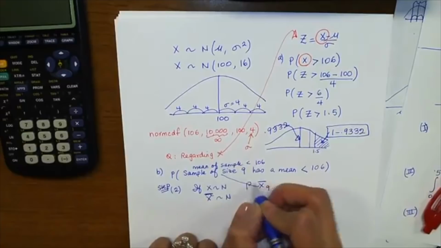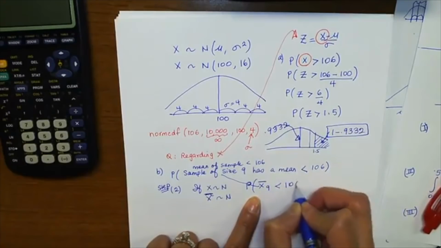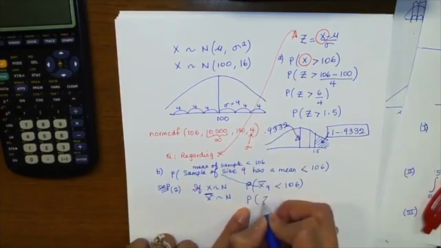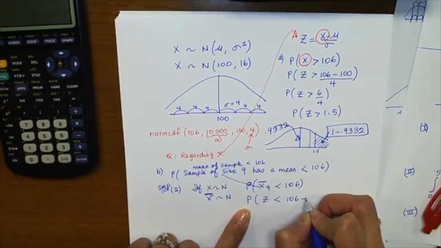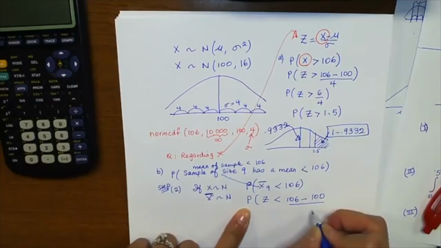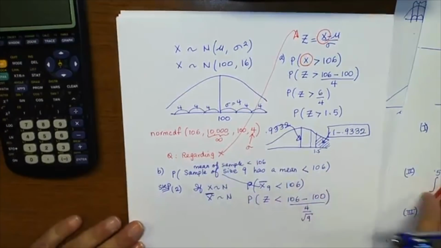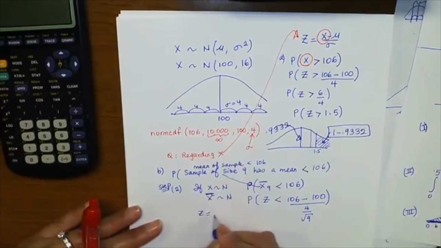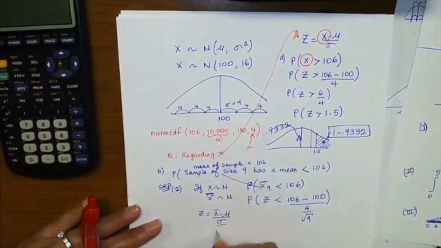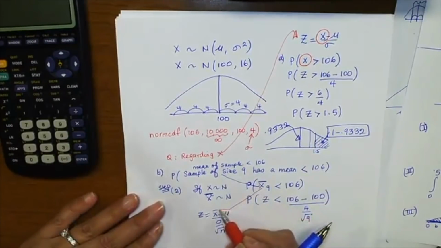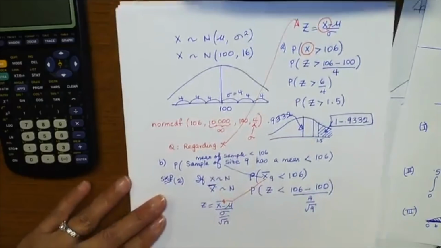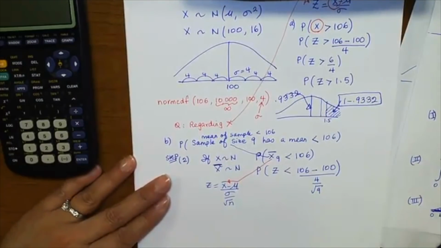So X bar less than 106. Probability Z less than 106 minus the mean, divided by sigma over root n, so 4 over root 9. Here I'm using Z equals X bar minus mu over sigma over root n, because this question is regarding X bar. Are you with me? Yes?